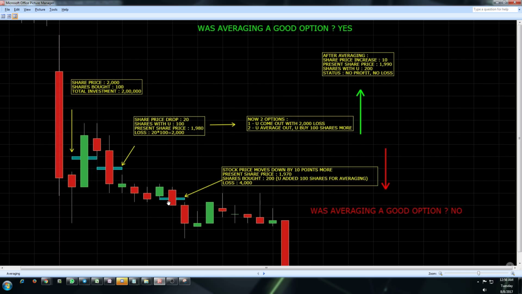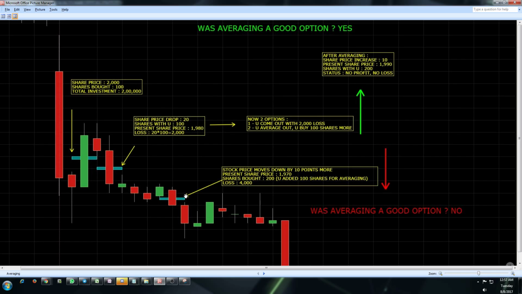Okay, so the initial share price was 2000, then it fell by 20 rupees, so the share price became 1980, and again it started falling by another 10 rupees. So right now the share price is 1970 rupees. Okay, now before the stock price reaches this blue line, if you remember, we had gone ahead and averaged it out. Okay, so right now the number of shares that we have in our hand is 200.